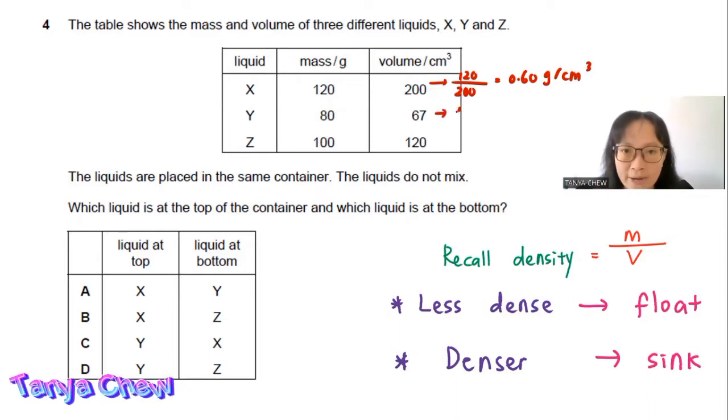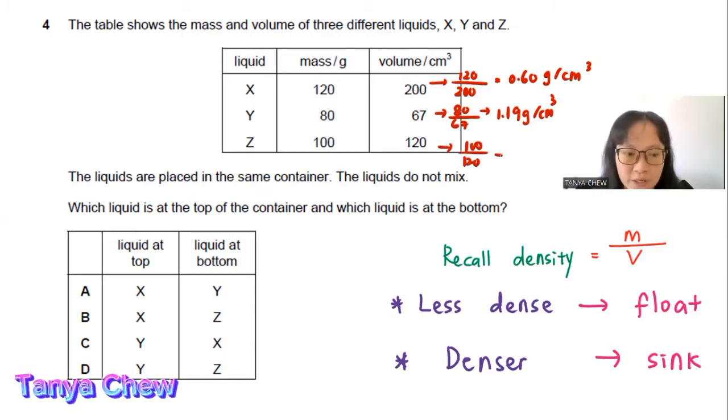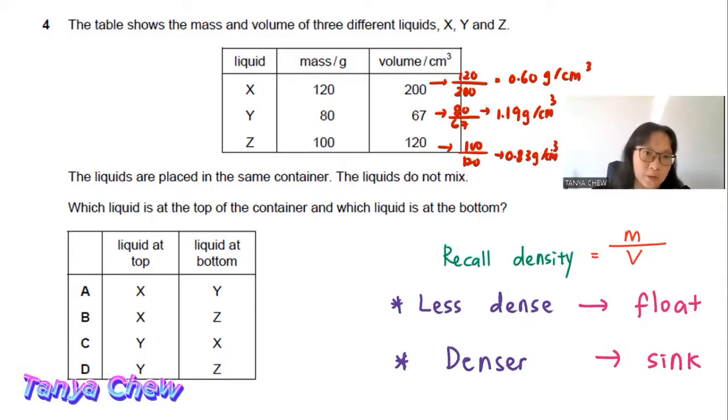What about Y? Y is 80 over 67 and the density is 1.19 gram per cm cube. And Z is 100 over 120 and I got 0.83 gram per cm cube as my answer. So when you compare all the values of density, you definitely know that X will be floating, Y will be sinking. A is the answer.